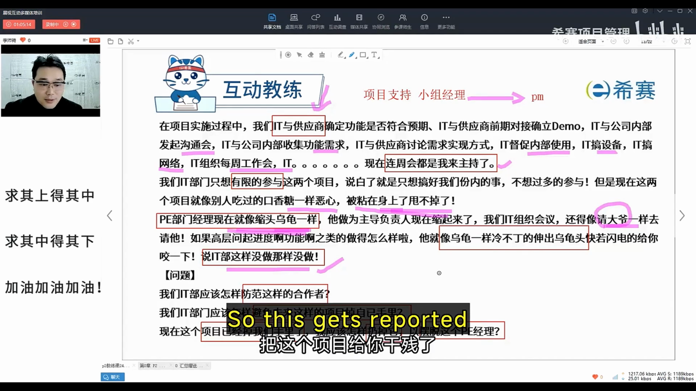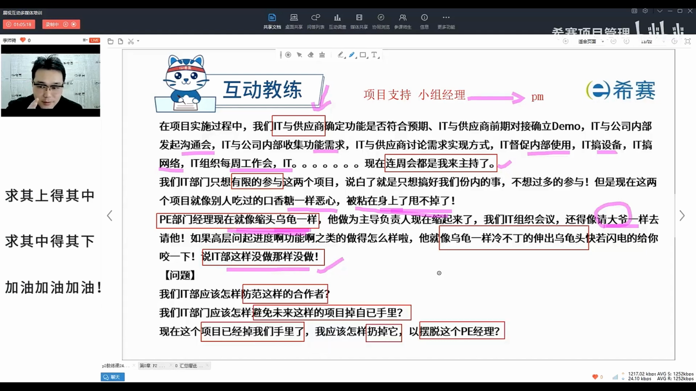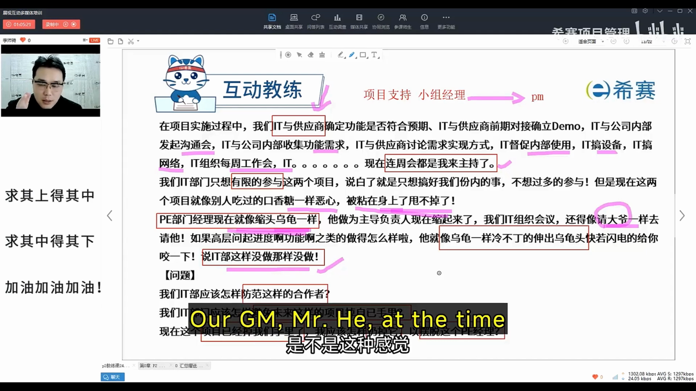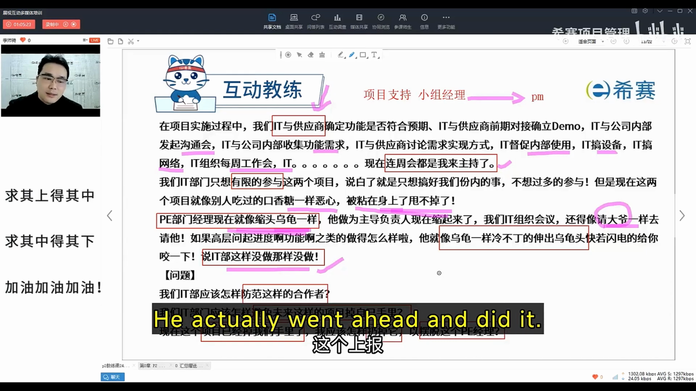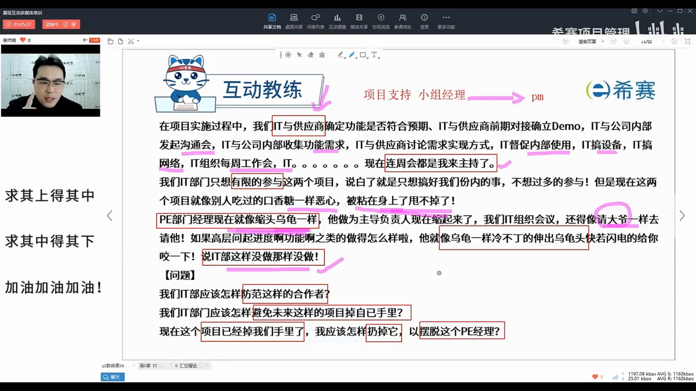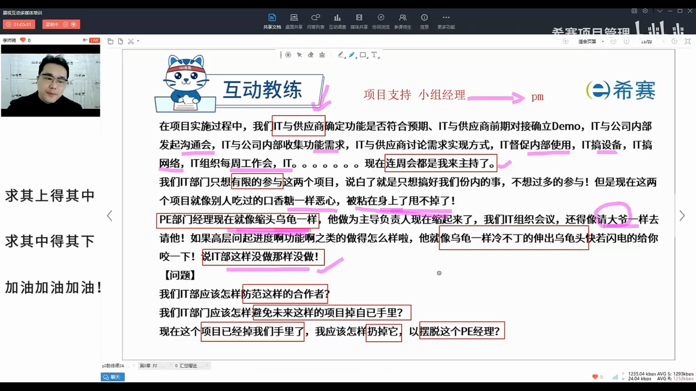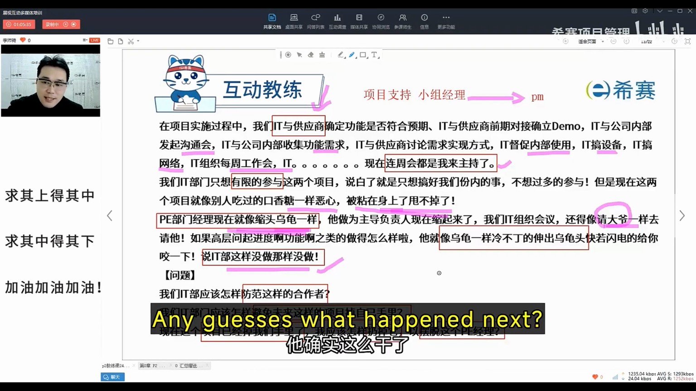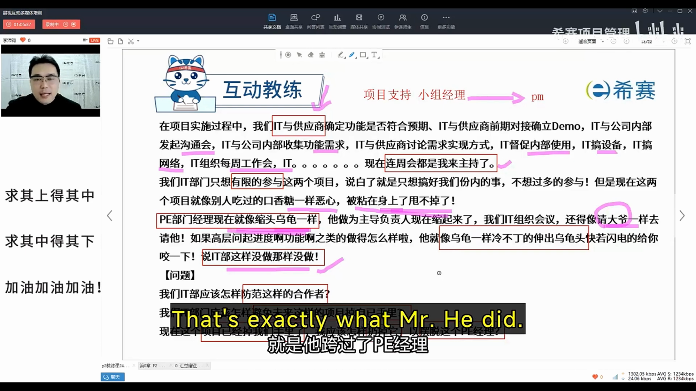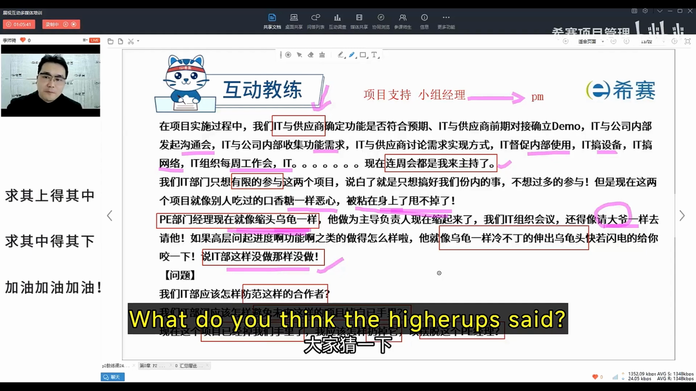So this gets reported. It was escalated to the top. Our GM, Mr. He, at the time, he actually went ahead and did it. He went over the project manager's head and reported straight to the exec. Any guesses what happened next? That's exactly what Mr. He did. So, how did that play out? What do you think the higher-ups said?